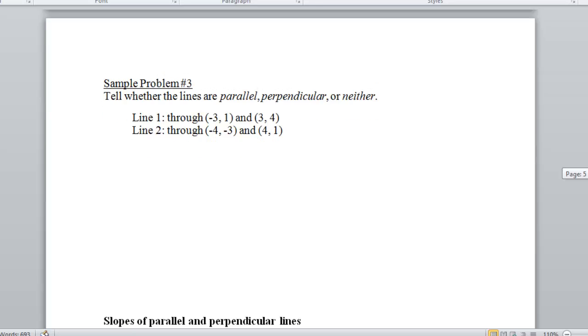So what we want you to do is to get some experience doing that. For sample problem number 3, you're going to basically work a similar problem using the example as a guide. So go ahead and pause the video and work on that now.